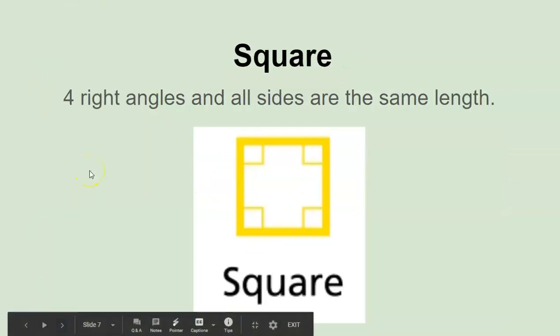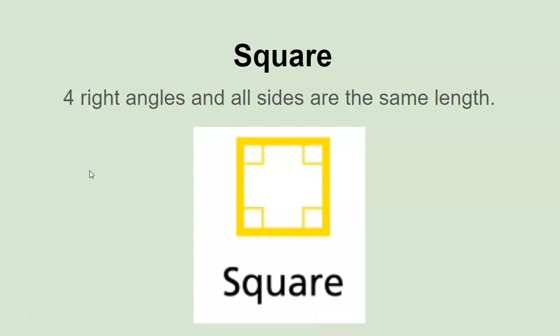Okay, and finally we have squares. Squares have four right angles and all sides are the same length. Still a quadrilateral because it has four sides, but it has four right angles, 90 degrees, and four sides that are the same length. Pause the video, write that down, draw your example, and push play when you're ready.